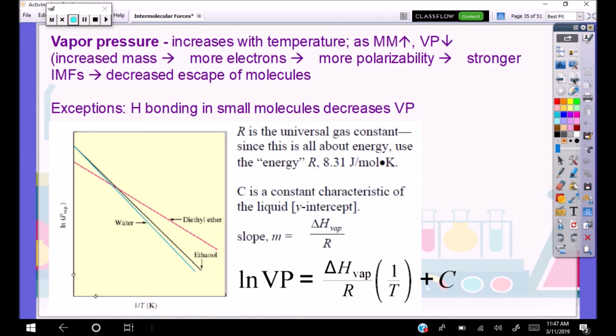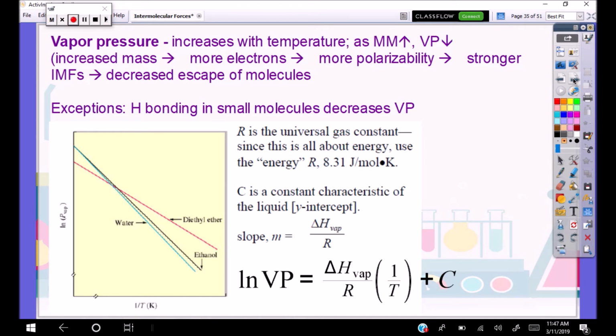So let's recap. With vapor pressure, if you increase your temperature, your vapor pressure will increase. As the molar mass of your substance increases, our electrons increase, therefore we're more polarizable, therefore we have stronger intermolecular forces, and therefore we decrease the escape of molecules and our vapor pressure goes down. The one exception, if we have hydrogen bonding in small molecules, that will decrease our vapor pressure as well. Because hydrogen bonding and the close proximity of those small molecules results in still strong intermolecular forces, even though we don't necessarily have large electron clouds.